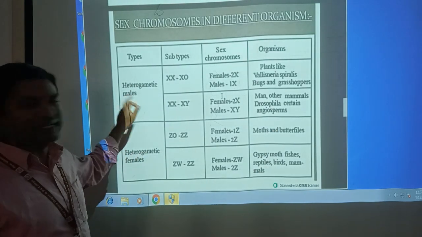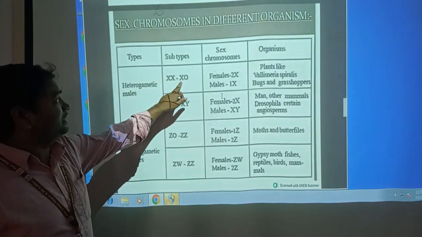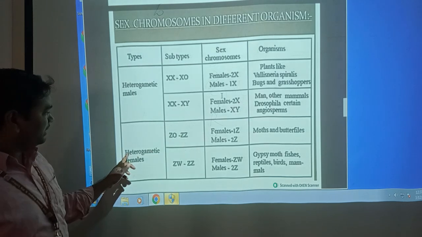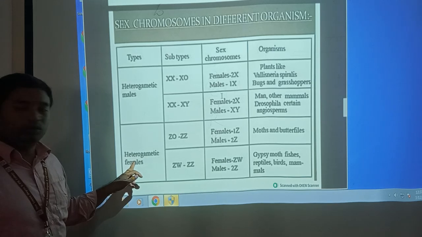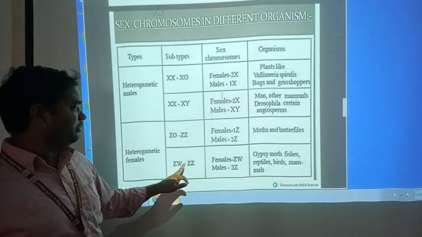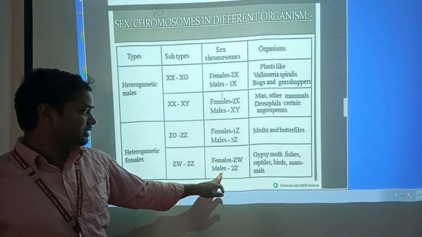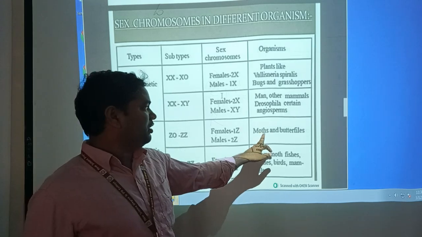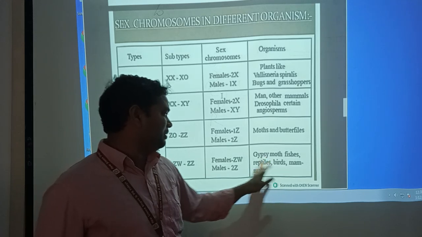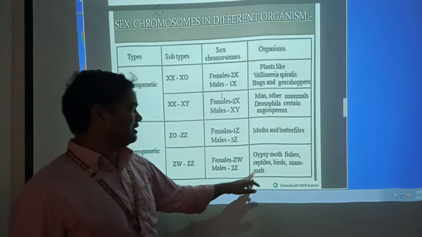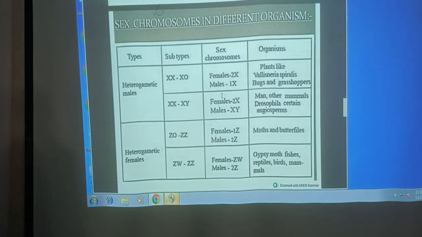This is the main deciding factor in sex determination, affecting only males in these types, the XX, X0 method and the XX, XY method. But heterogametic females have a different type of sex determination, affecting only females: ZZ, ZW, and Z0. Females 1Z, males 2Z; or females ZW, males ZZ. This occurs in moths and butterflies, and also in some fishes, reptiles, birds and some mammals. This is the heterogametic female type. This one is very important.